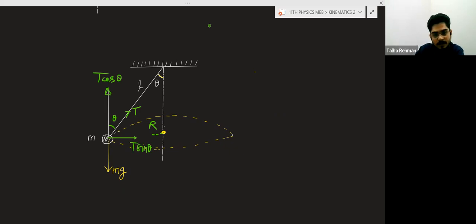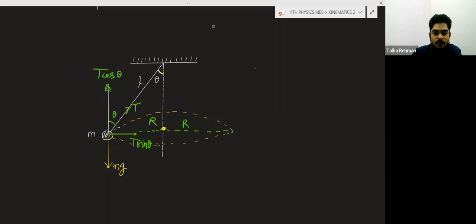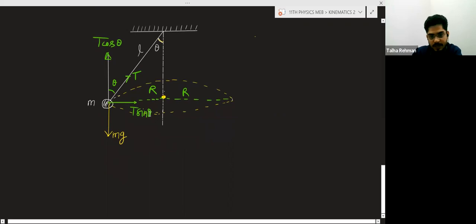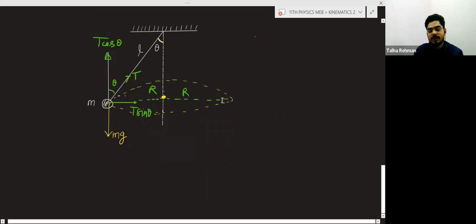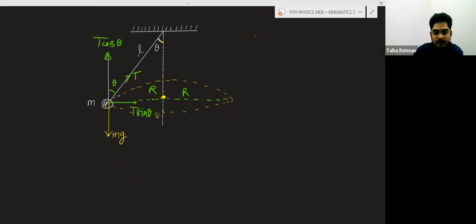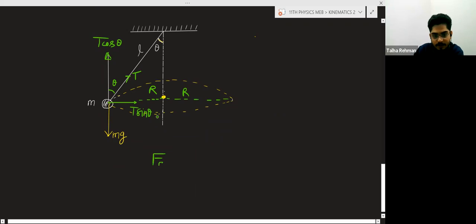And r is the radius. You can draw the radius like this also. This is the radius r. Now this mass is rotating in a circular path, so there should be the centripetal force. What is the centripetal force? The net force towards the center. What is the net force towards the center? T sin theta.